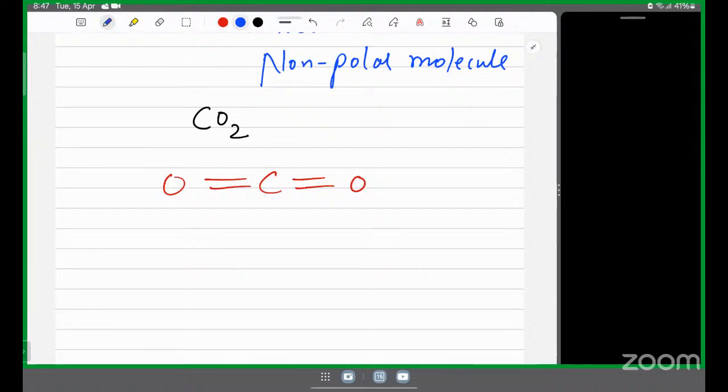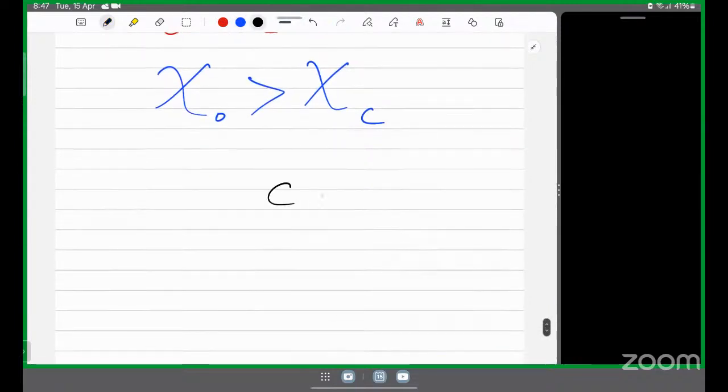Electronegativity of oxygen is greater than electronegativity of carbon. So electrons will be shifted towards oxygen, and in CO2, bonds will be polarized. Carbon will have delta plus, oxygen will have delta minus. And there will be two dipole moments present in this molecule.